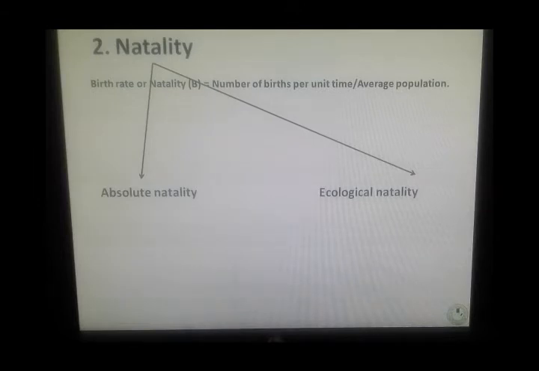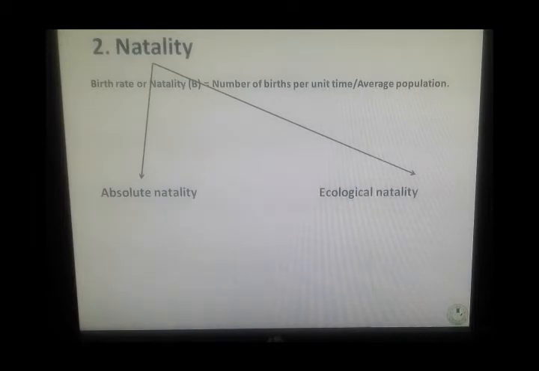Now, the second characteristic is the natality. That is the birth rate. So by definition, natality refers to the number of new individuals produced per unit of time.